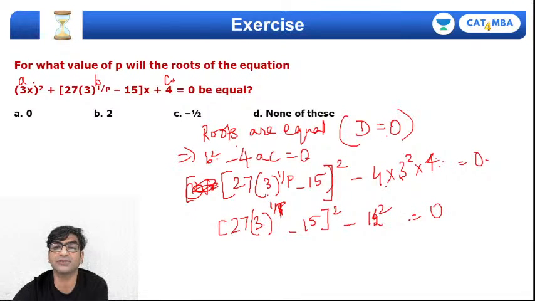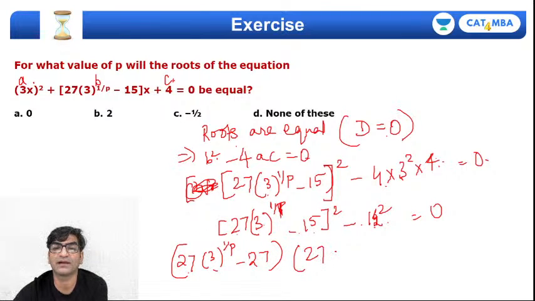तो इसमें अगर मैं a square minus b square का आइडेंटिटी लगाऊं तो it will be a plus b, that's like 27 into 3 power 1 by p, this a minus b, so minus 15 minus 12, that's minus 27 into a plus b, that will be 27 into 3 power 1 by p minus 15 plus 12. So that will become minus 3.